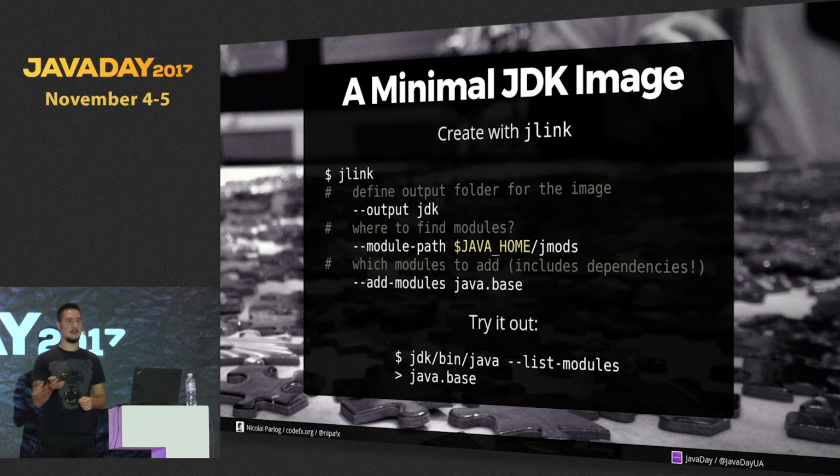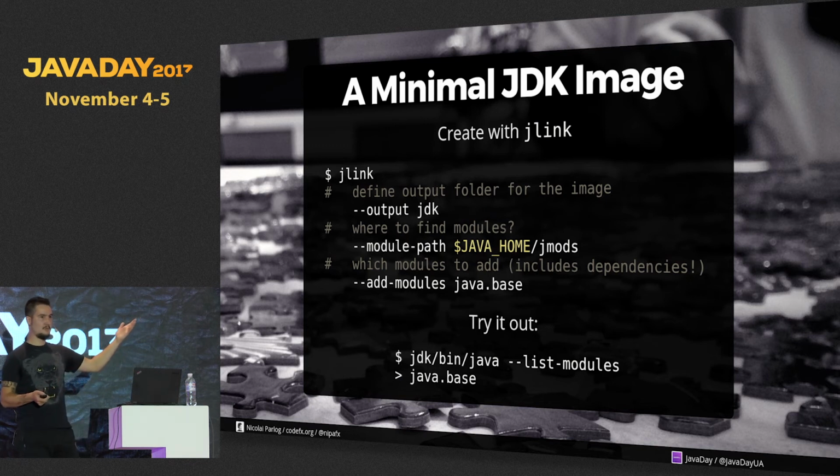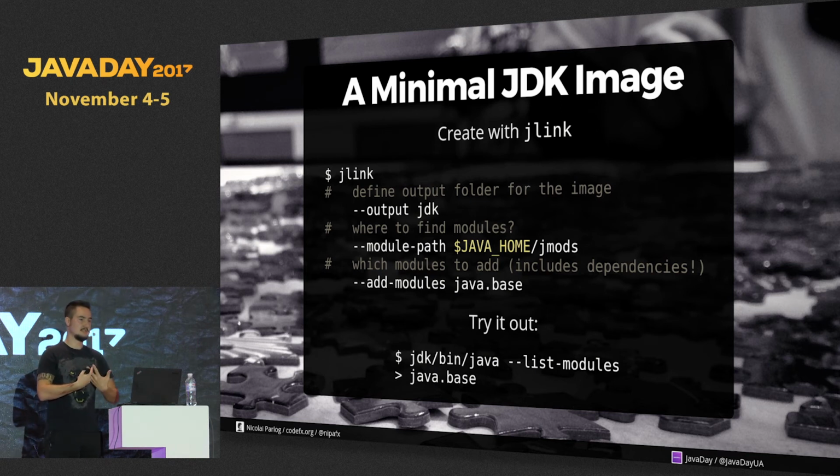So jlink is a new command line tool, which ships with JDK 9. And the most basic use is this one. You define an output folder where you want to have your new runtime image. You need to specify where the modules are that you want to use. It does not automatically read the modules from its own JDK install. You have to actually specify them. Oh, the underscore looks interesting.